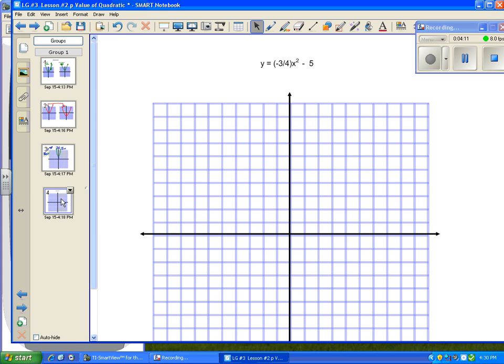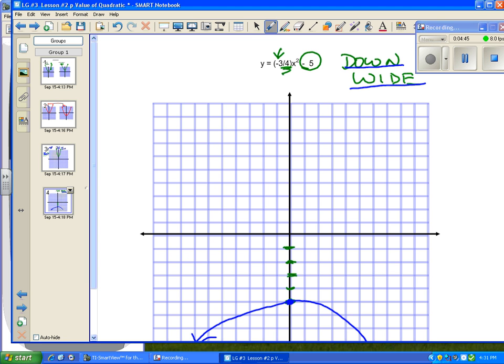Looking at our last thing here, let's take a look at this one. Look what we have on this one. We have a negative in the a value. We have a fraction, which tells you that this is going to be opening down, and it's going to be opening wide. And our last thing is that we have a negative 5, which means it starts way down at the bottom. So here, negative 1, negative 2, negative 3, negative 4, negative 5. There's our starting point right here. And we know it's going to be opening down and it's going to be opening wide. So let's just exaggerate it.